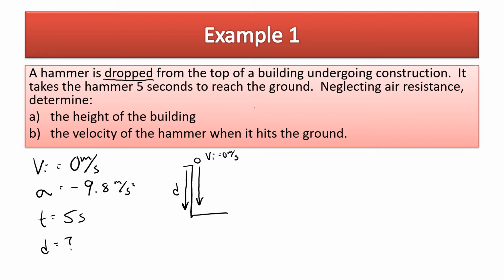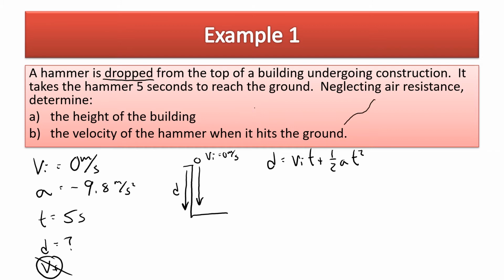So without any further ado, let's do the thing. We don't have VF, so you look in your reference table for the equation without VF, just like we've been doing, and you know that it's D equals VIT plus 1/2 AT squared. Now you can plug in, and some teachers just go, okay, VI is 0, boom, that's totally fine, and then you could write 1/2 negative 9.8 T squared.